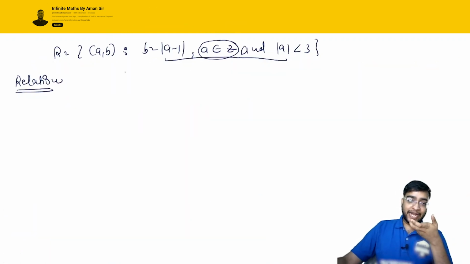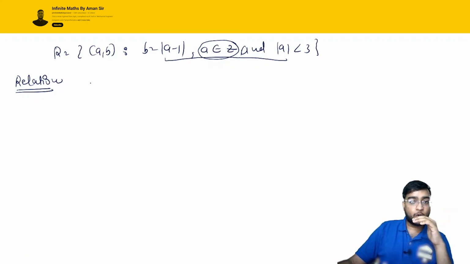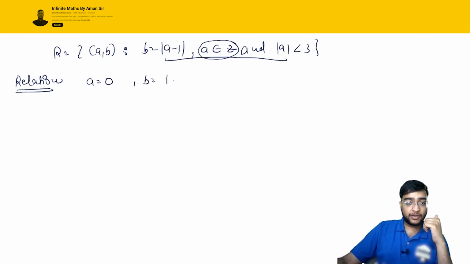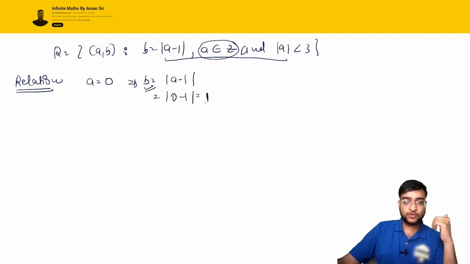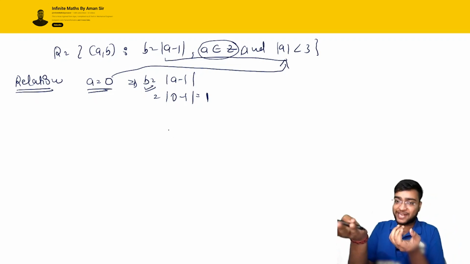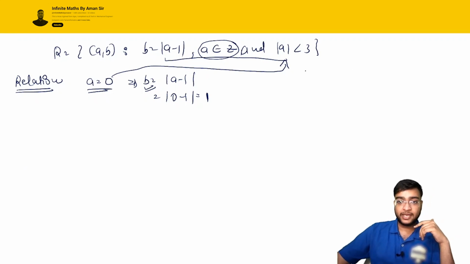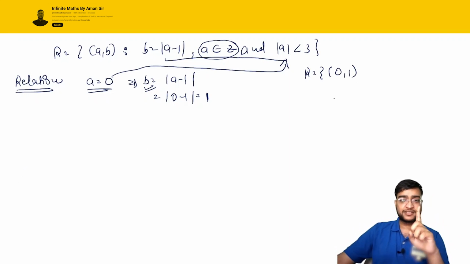Okay. Can I take a equal to 0 here? For a equal to 0, b equals |a minus 1|, which is |0 minus 1|, and mod of minus 1 is 1 here. So b equals 1 and a equals 0. Does this a also satisfy this condition? You can say yes sir, because mod 0 gives 0 and 0 is less than 3. So for this relation, (0, 1) is my first relation pair.